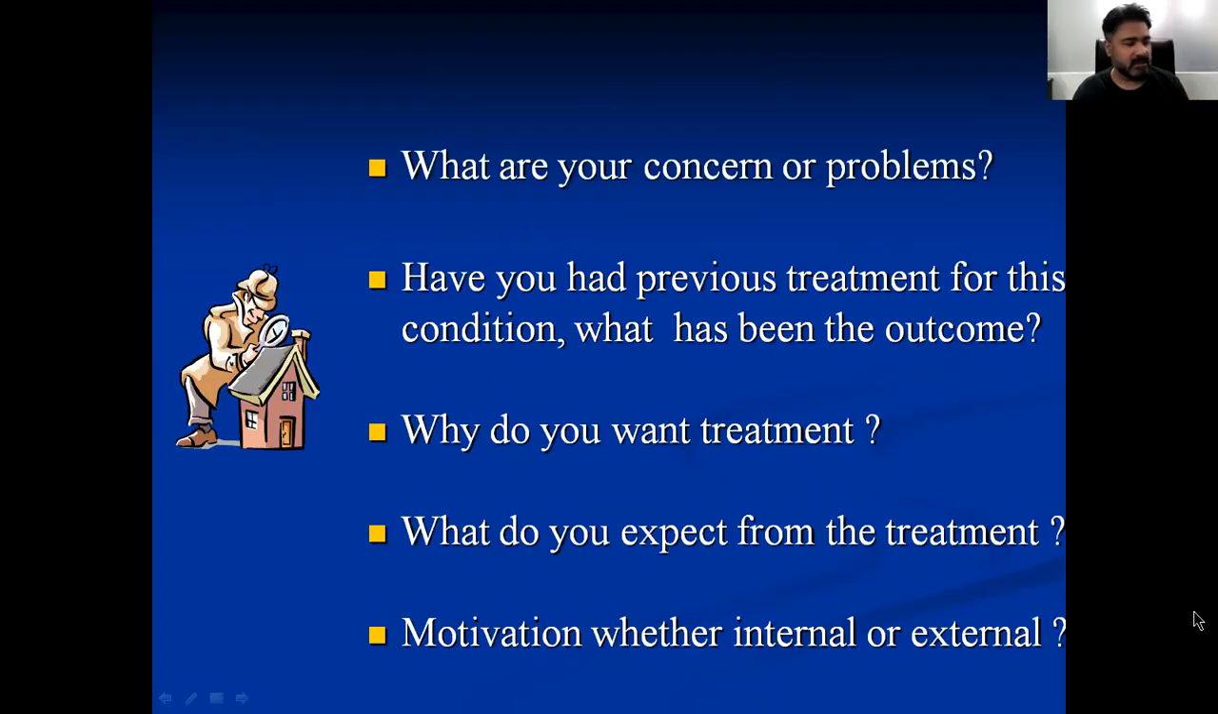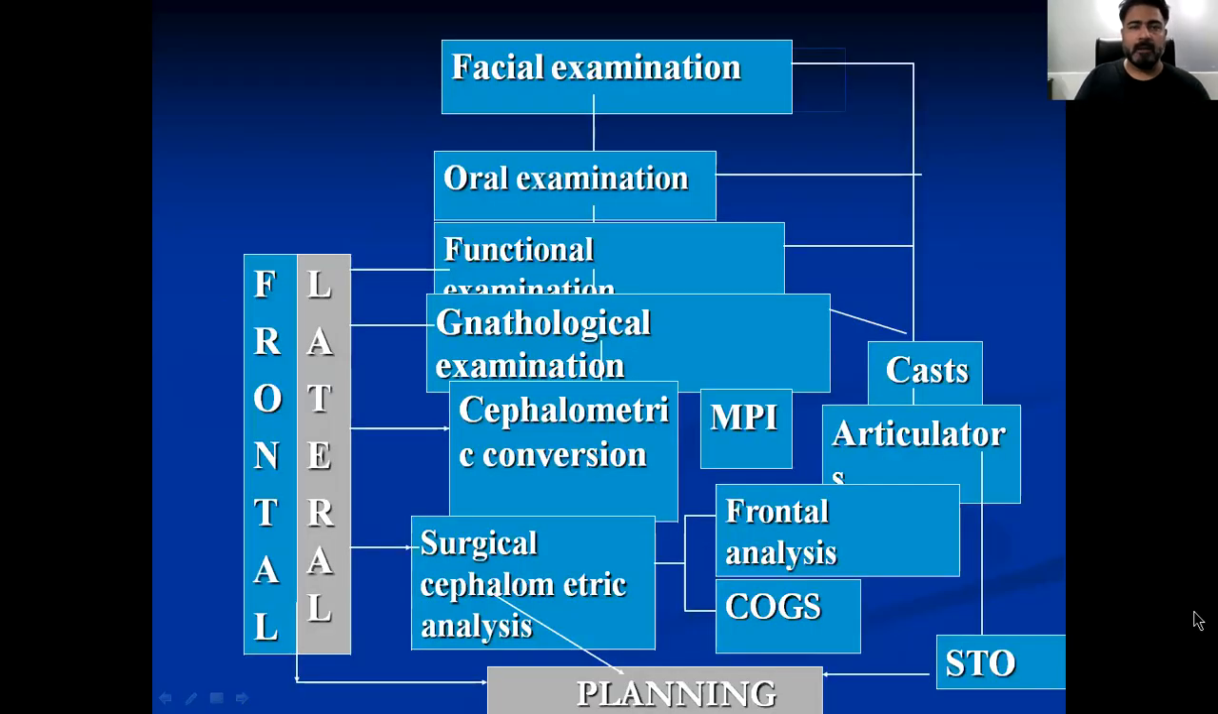Then, what are your concerns or problems? Have you had previous treatment for this condition? What has been the outcome? Why do you want the treatment? What do you expect from the treatment? And motivations, whether internal or external. So the facial examination with the help of cast, articulator, and STO is prepared. Then oral examination, functional examination, gnathological examination, cephalometric examination, and surgical cephalometric analysis, which come under planning. And you have to take the frontal analysis also, like COGS and all.